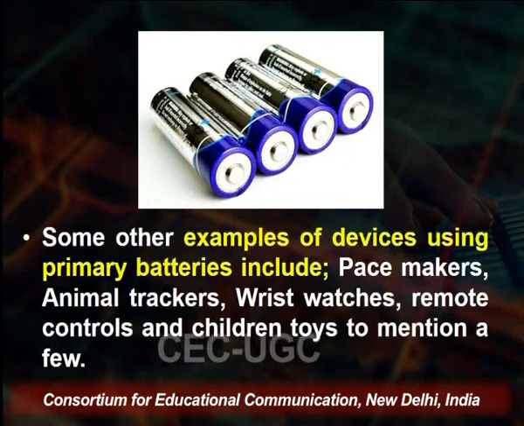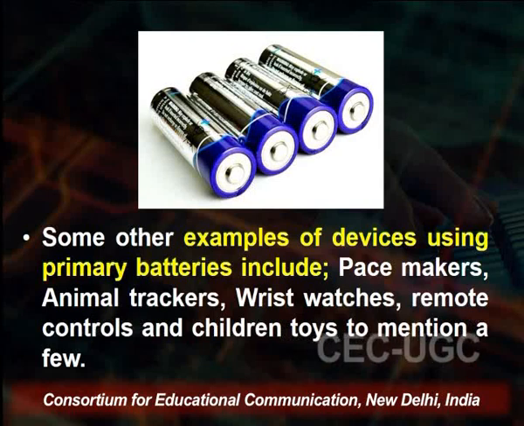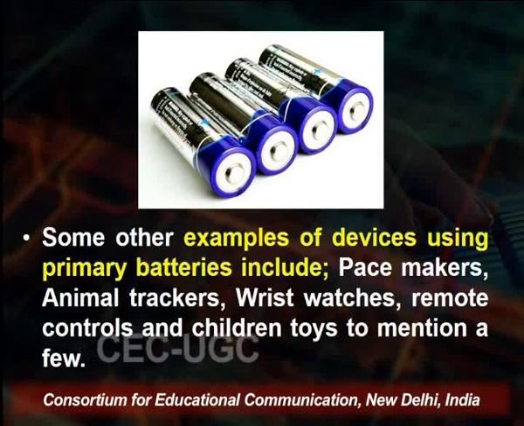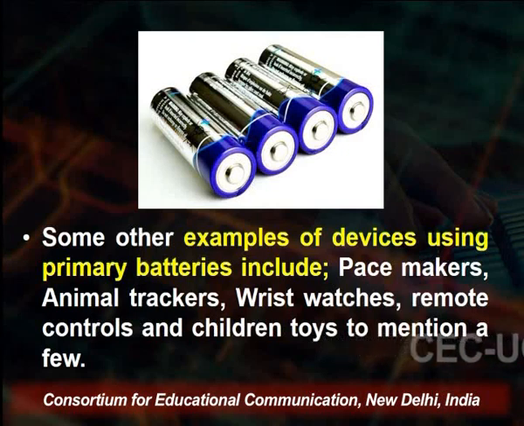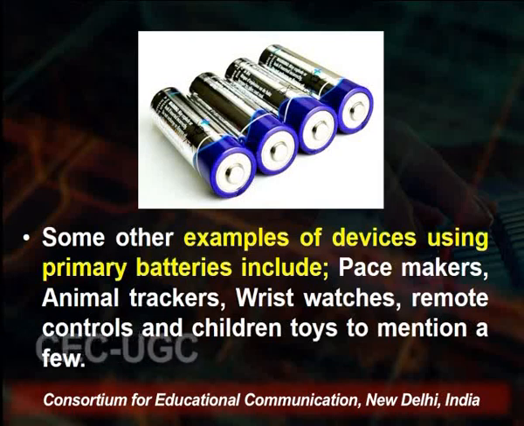So primary batteries are not rechargeable. Some other examples of devices using primary batteries include pacemakers, animal tracers, wrist watches, remote controls, and children's toys, to mention a few. On the screen you are seeing primary batteries. These are very commonly used in electronic gadgets, like remotes and wall clocks, etc.